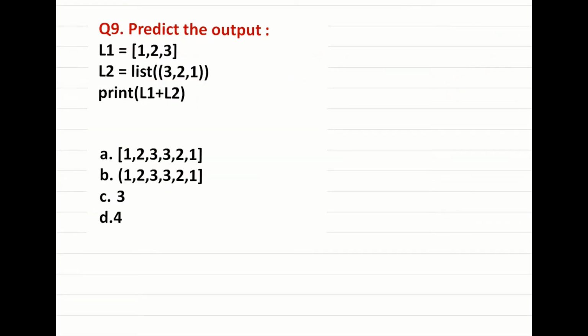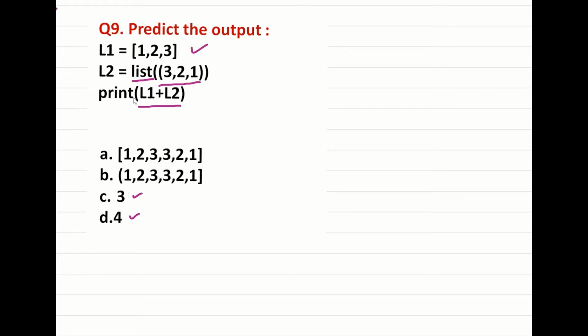Question number 9. Predict the output of the following. Now here, L1 is given as a list. L2 is explicitly converted into a list using the list function, and a tuple is converted into a list. Here plus is used as a concatenation operator. Now if we find out these outputs, this is the length of L1, this is the length of L2.